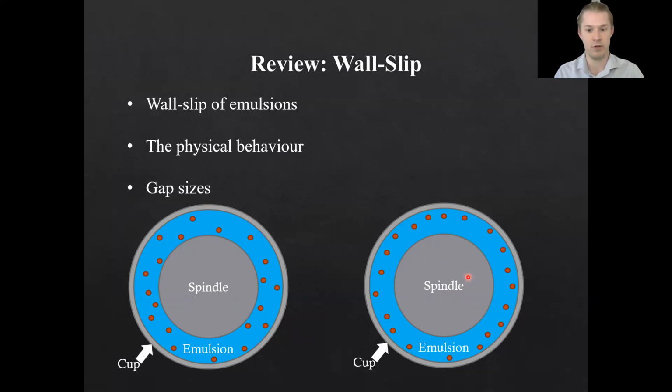And when we spin up our sample to test it, we will no longer have any dispersed particles interacting with our spindle, giving us a misrepresentative test, as we are only testing the continuous phase of our sample when wall slip occurs.